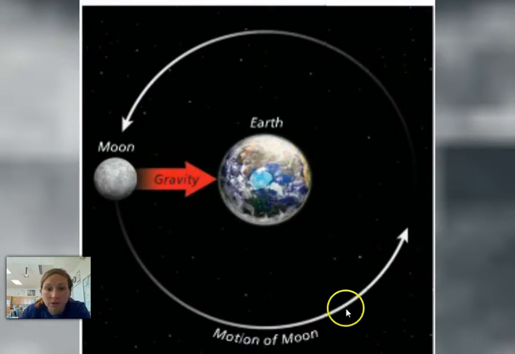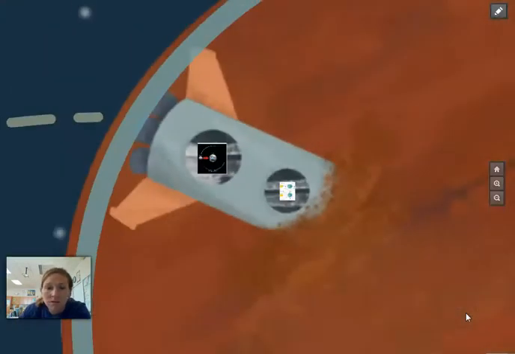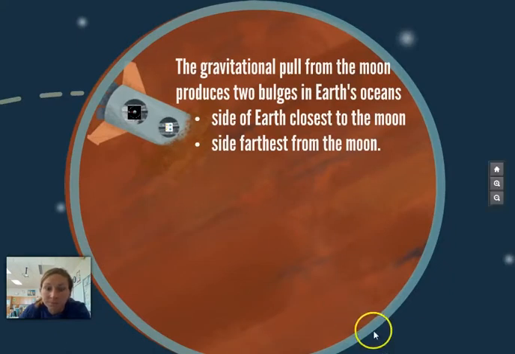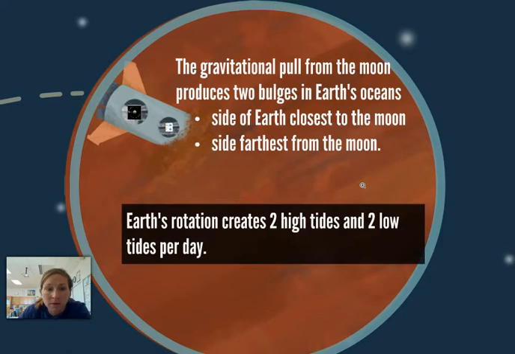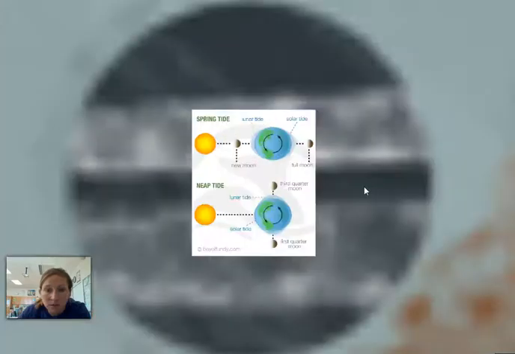Now, this is a picture of what we're talking about. The moon does want to move away, but because of the gravitational pull of the Earth, you have this constant centripetal or circular motion that occurs with the moon moving around the Earth. And this causes an effect, or two bulges in the Earth's oceans, which again, like I said, we call tides. The side of the Earth that's closest to the moon will result in a pull, and the side farthest from the moon will also result in a pull. And the Earth's rotation creates 2 high tides and 2 low tides per day because of this pull between the two objects.